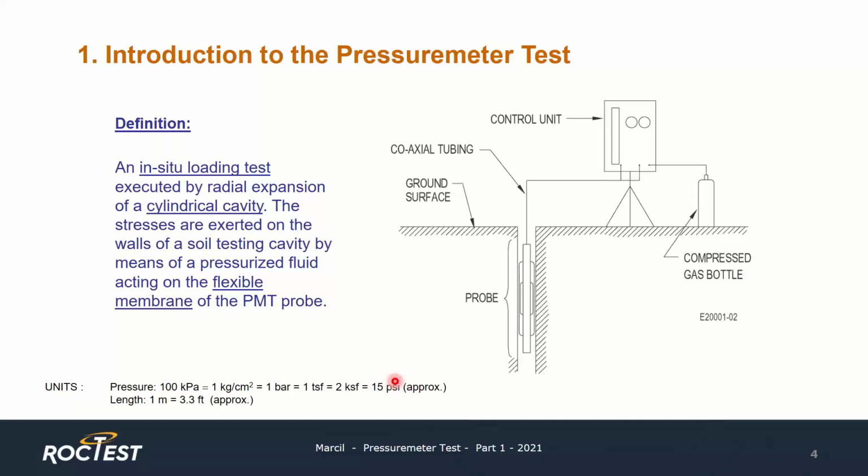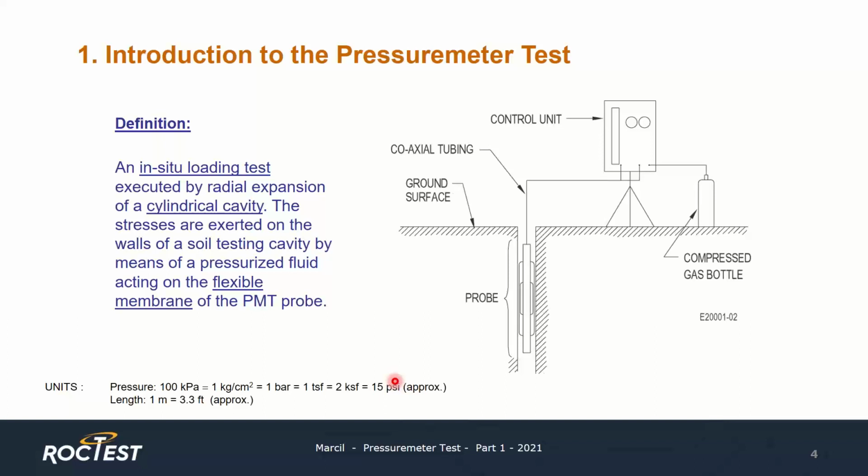And now let's start with the presentation of the test itself. The pressure meter test, or PMT, is defined in the ASTM D4719 standard as an in situ stress-strain test performed on the wall of a test cavity using a cylindrical probe that is expanded radially.